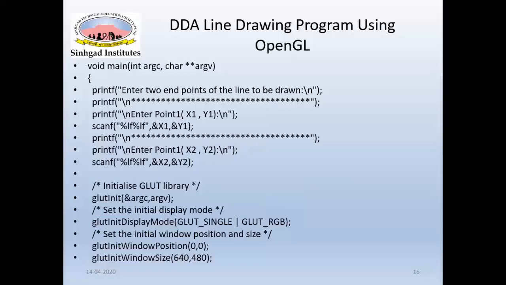First we are going to print here, enter two endpoints of the line to be drawn. Then we scan in x1 and y1, and for the second point we scan in x2 and y2. Then we call the glutInit function that will initialize the graphics drivers and detect the graphics mode supported by your graphics output devices. Then setting the initial display mode to GLUT_SINGLE and GLUT_RGB. Then setting the initial window position and size of the output window screen, that is position to 0, 0 and window size to 640 and 480.